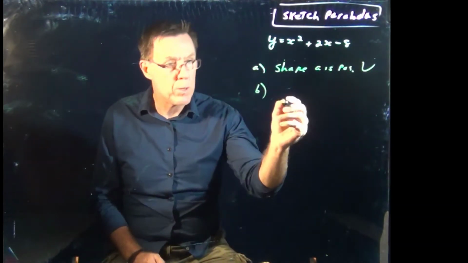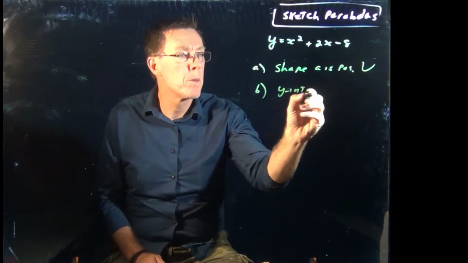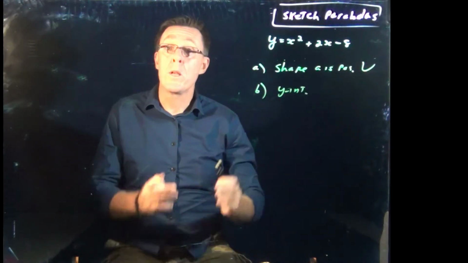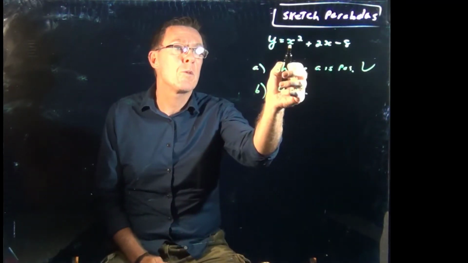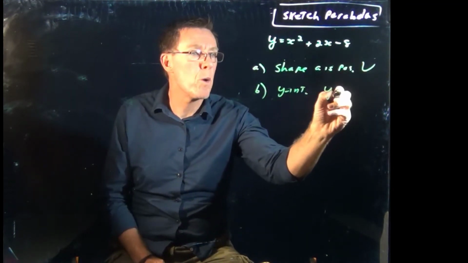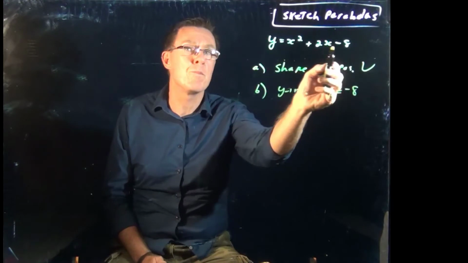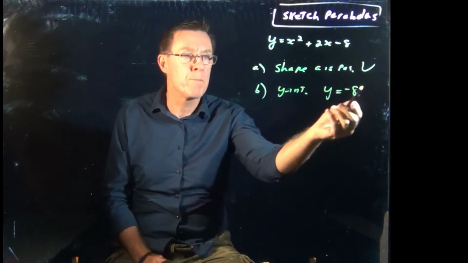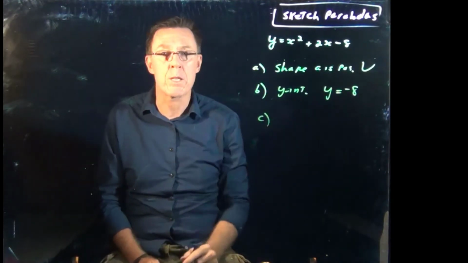B, you need the y-intercept. Now, y-intercept happens when x is equal to 0. X is equal to 0, that's all 0, so straight away it's just the number on the end. Substitute x equals 0, you get -8. So there's the y-intercept, piece of cake.